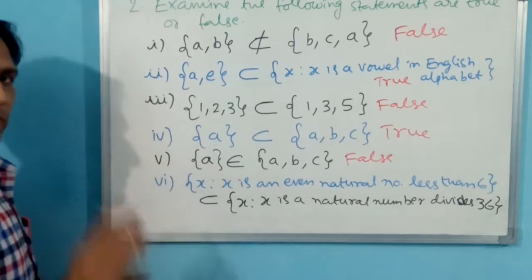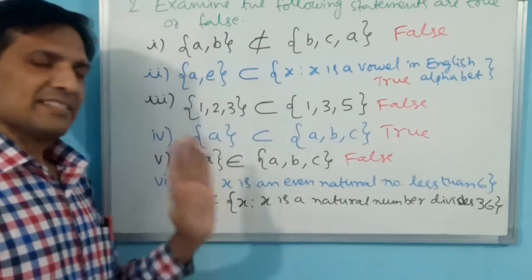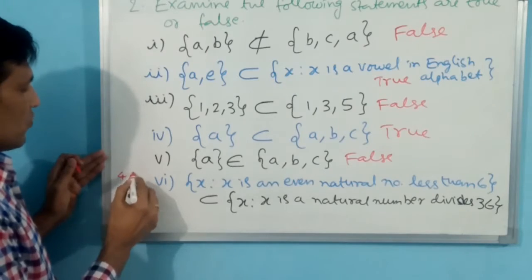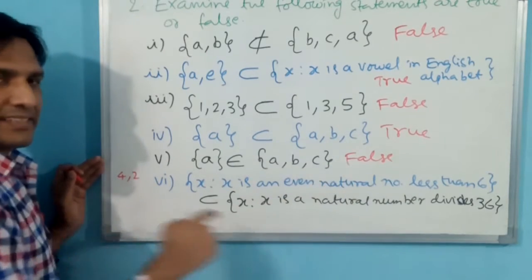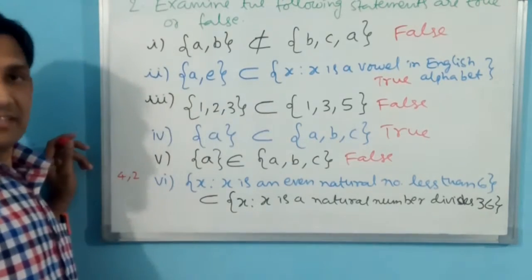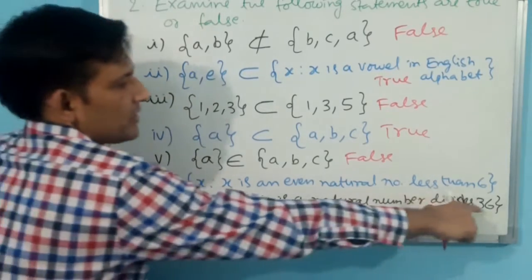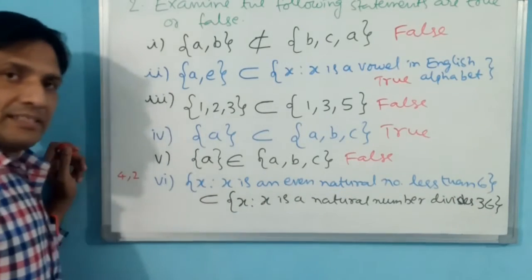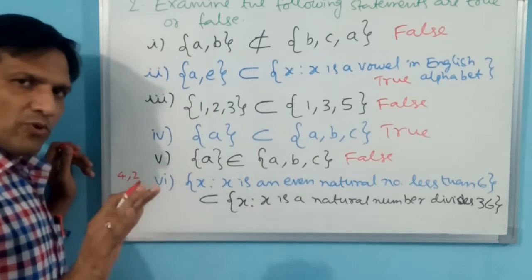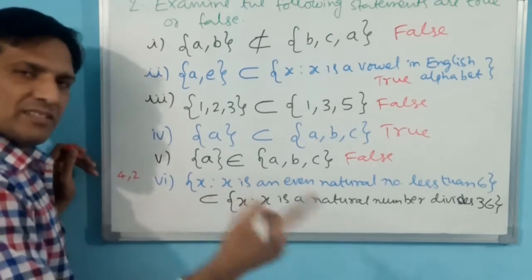Okay. Now we go for sixth part. For all values of x, x is an even natural number less than 6. What are there? 4 is there, 2 is there. Okay. Less than 6. Subset of x is a natural number that divides 36. Naturally these are going to divide. 2 divides 18 times, 4 divides 9 times. Automatically, whether more numbers are going to divide or not, we don't know. But an equal set is also a subset only. That is why this matches. Subset means this is correct, true.